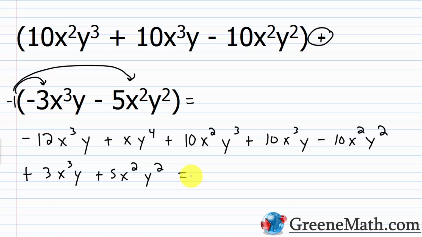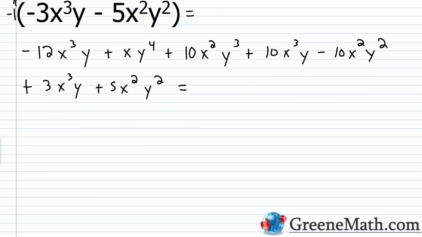Okay, so let's scroll down, get a little room going. And what we can do here, again, let's just go in order. So I have x cubed y. Do I have that again? I don't have it here, not here. I have it here, not here. I have it here, and not here. So I would have negative 12 plus 10, which is negative 2, then plus 3, which is 1. So this would be 1x cubed y, or you could just write x cubed y. All right, then next we have xy to the 4th power. Is there any other xy to the 4th power? No. So let's just put plus xy to the 4th power.